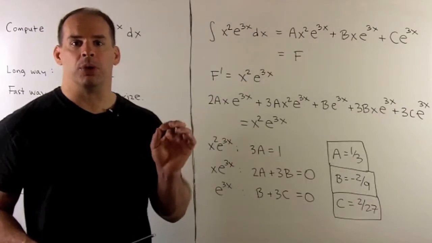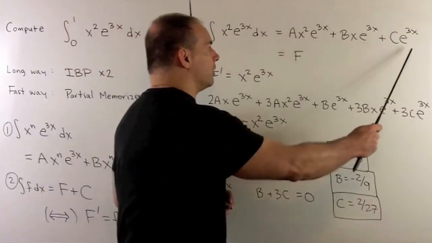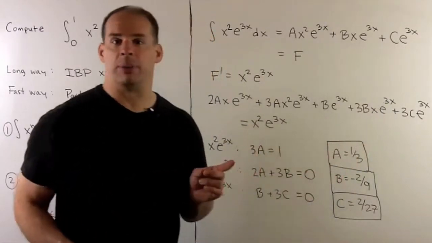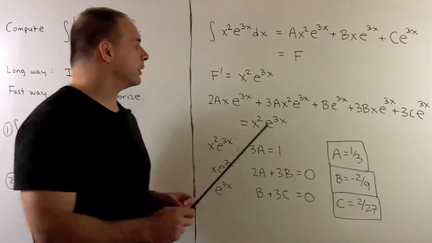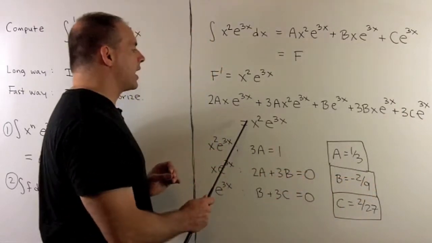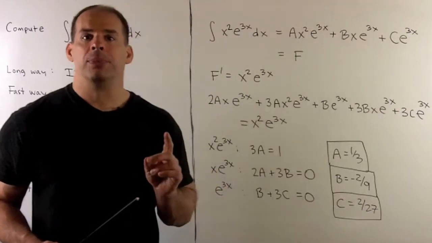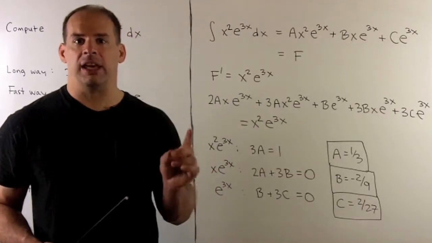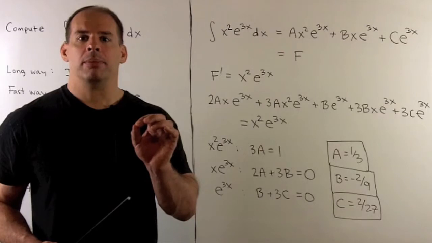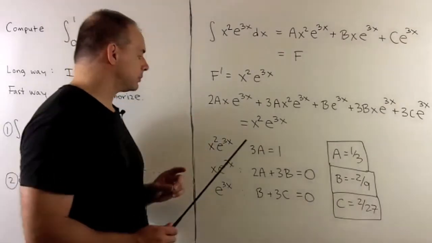Now, we can compute the derivative of capital F. It's just going to be the product rule and the chain rule. And that takes a little bit of work, but we can do it. So we're going to get this big mess here, and we set it equal to x squared e to the 3x. Now, when we pull out the a, b, and c, we're just going to match up like powers of x times e to the 3x.